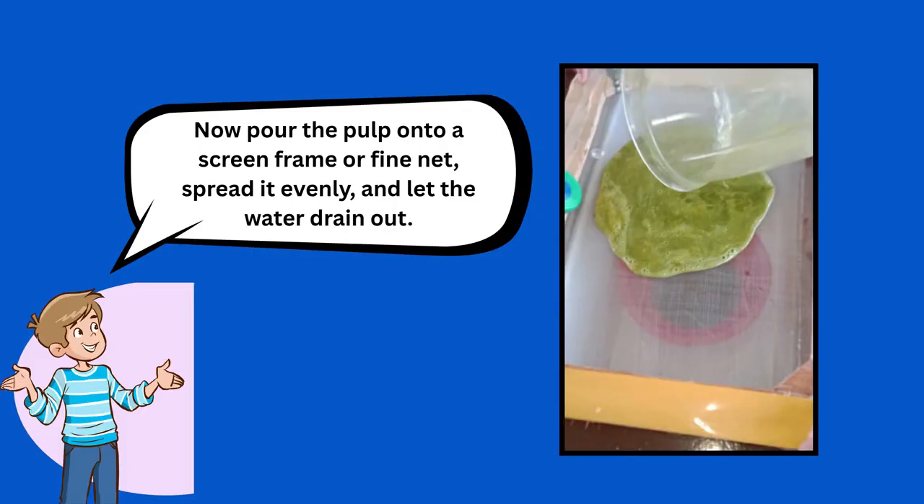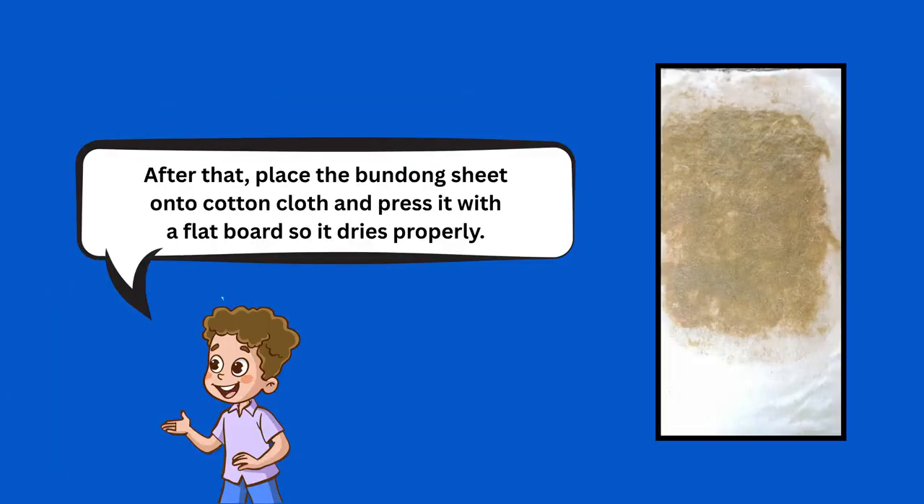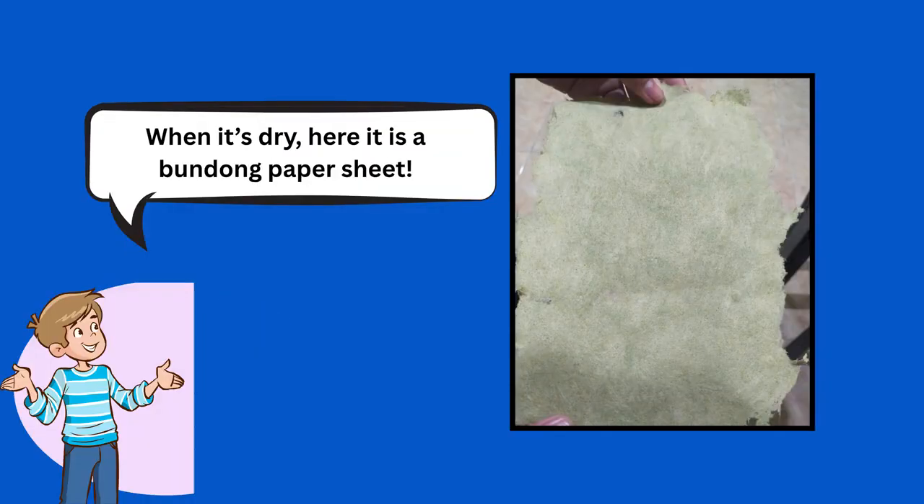Now, pour the pulp onto a screen frame or fine net. Spread it evenly and let the water drain out. After that, place the bundong sheet onto a cotton cloth and press it with a flat board so it dries properly. When it's dry, here it is, a bundong paper sheet.